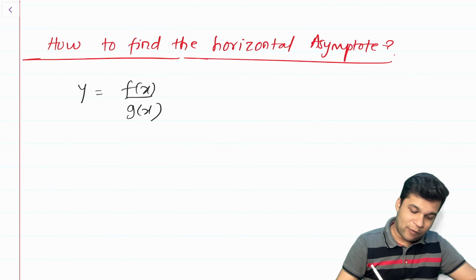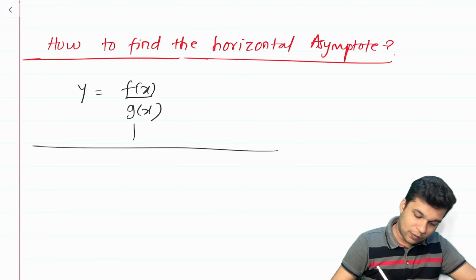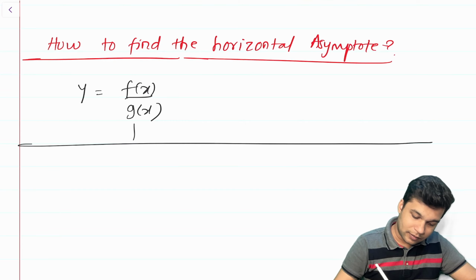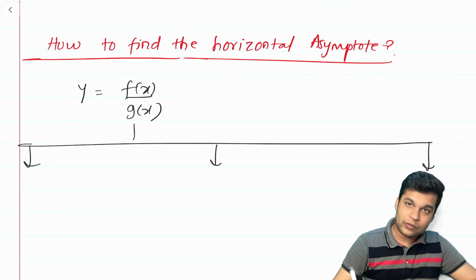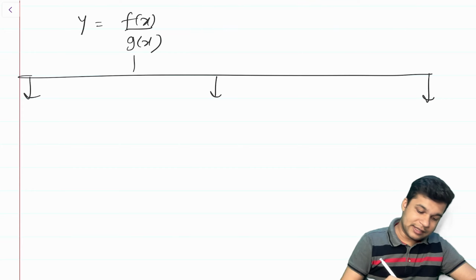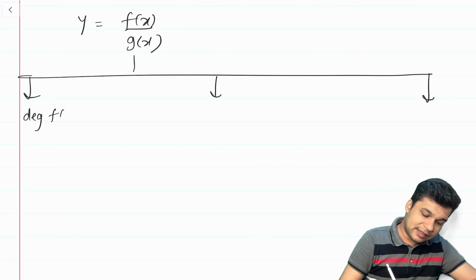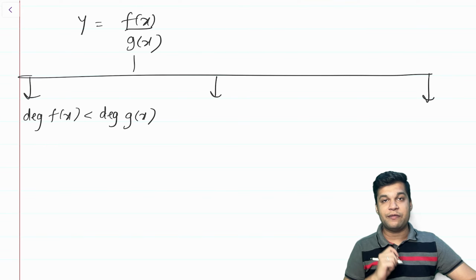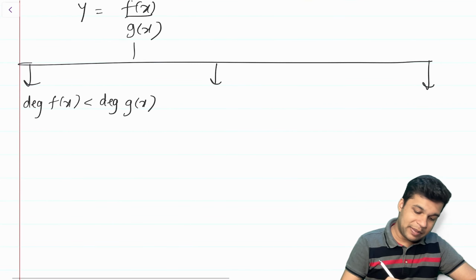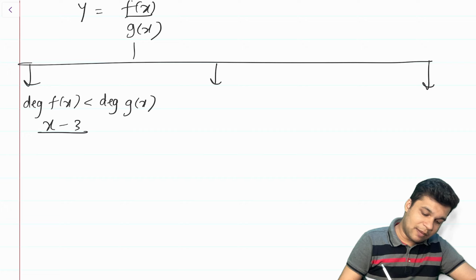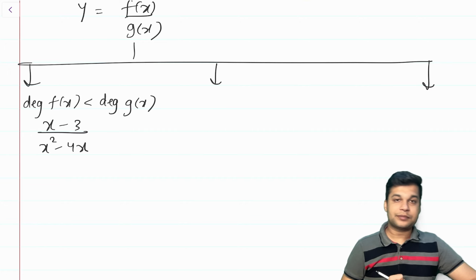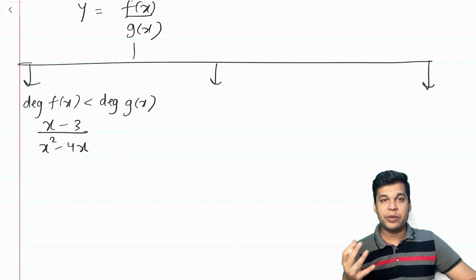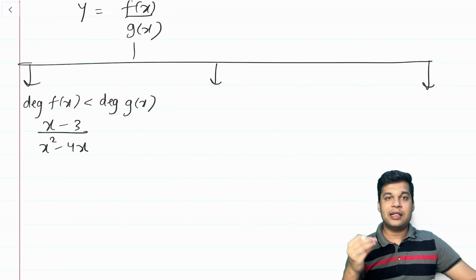There are three cases. What are the three cases? The first case is that the degree of f(x) is lesser than the degree of g(x). What is an example? The example is (x minus 3) upon (x square minus 4x). If you see, the degree in the numerator is 1, the degree in the denominator is 2. So the degree of numerator is lesser than the degree of denominator.